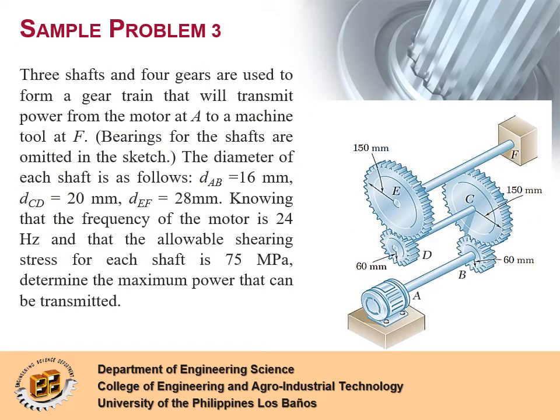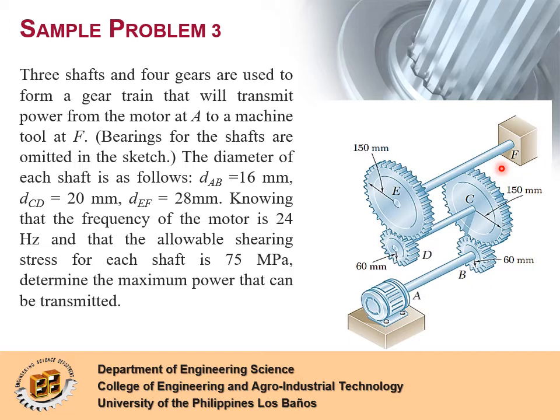Let us solve sample problem 3 for us to have a better understanding of torsion of shafts used in power transmission. Three shafts and four gears are used to form a gear train that will transmit power from the motor at A to a machine tool at F. Bearings for the shafts are omitted in the sketch.